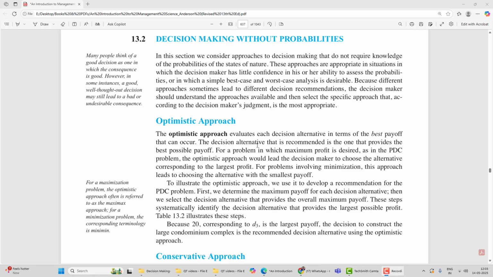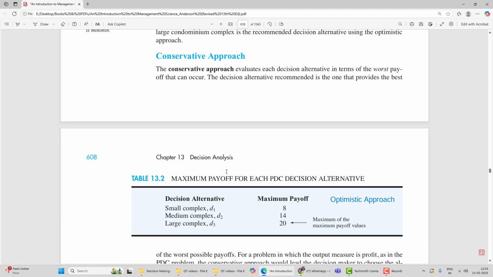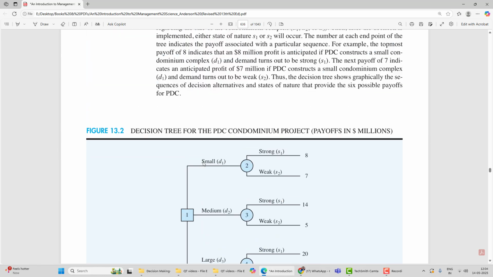Here the decision makers are totally optimistic and they believe that the best things are going to happen when their project is ready. So they will only look at the maximum profits under each of these decisions. So that means what? Here they are going to look at the Maximax approach. They are going to take Maximax approach, and then it will be looking like this.